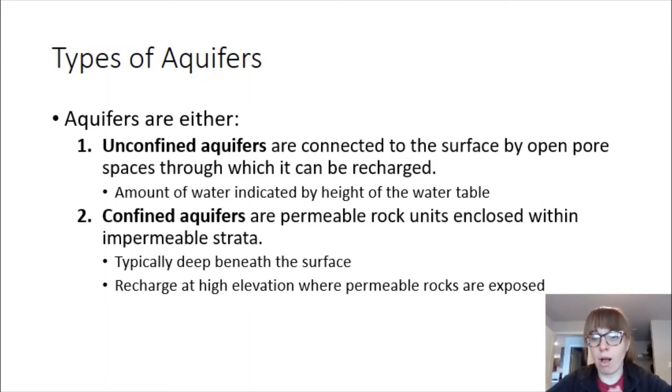And then confined aquifers are permeable rock units. So you have a good aquifer where you have high permeability, high porosity, but that rock unit is enclosed within some type of impermeable strata. So you have some impermeable layers sort of protecting your aquifer from exchange with the atmosphere. And so these are typically found much deeper and they aren't readily able to recharge widely with the atmosphere, but instead they recharge at high elevation where those rocks are exposed.